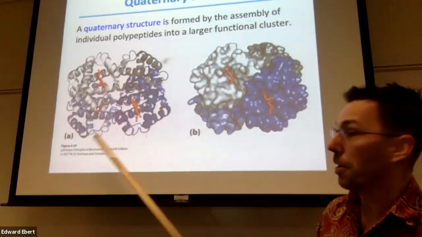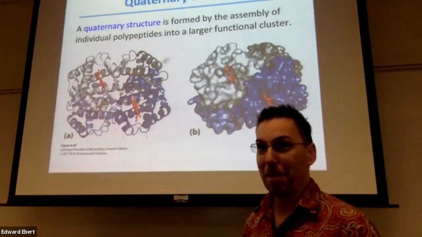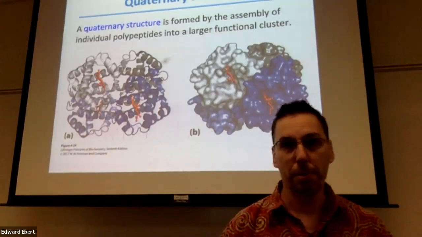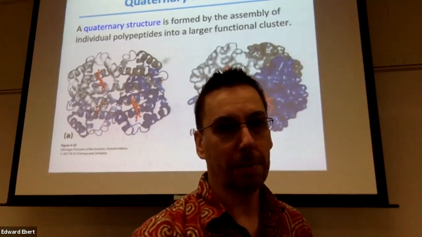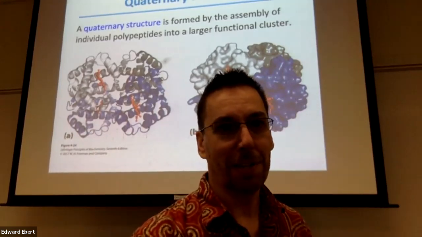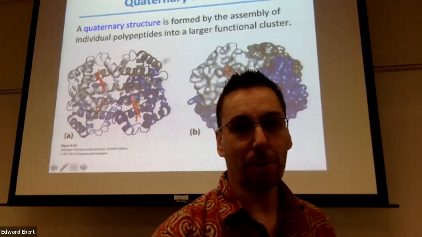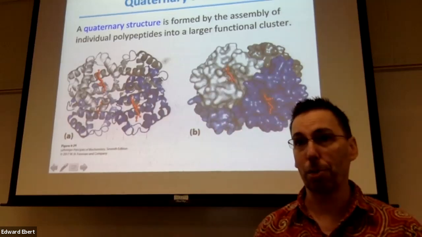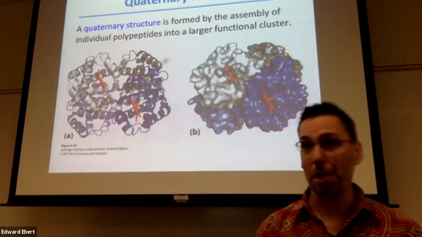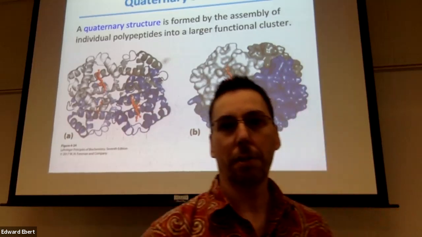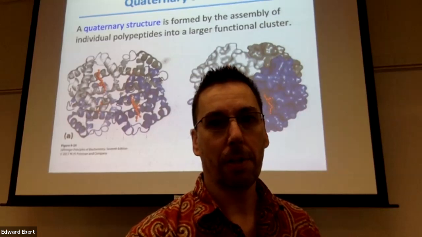So we could compare, and we'll do this in chapter 5, myoglobin to hemoglobin. Myoglobin just has the one peptide, and hemoglobin has the 4 peptide units. So myoglobin would have primary, secondary, tertiary structure. Hemoglobin would have primary, secondary, tertiary, and quaternary. Okay.